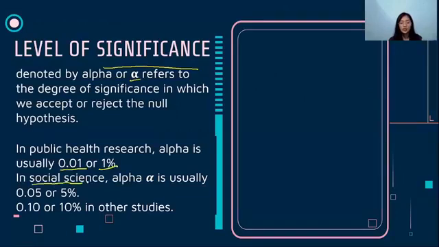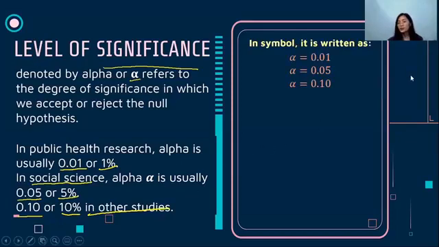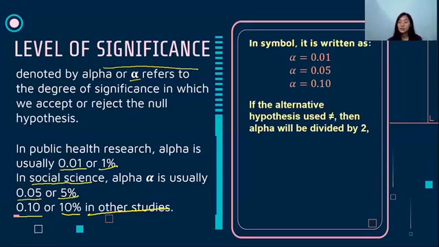In social science, alpha is usually 0.05 or 5%, and 0.10 or 10% in other studies. In symbols, it is written as alpha equals 0.01, alpha equals 0.05, alpha equals 0.10. Furthermore, if the alternative hypothesis uses the unequal symbol, then the alpha will be divided by 2. So for alpha equal to 0.01, if we divide it by 2, that's equivalent to 0.005.